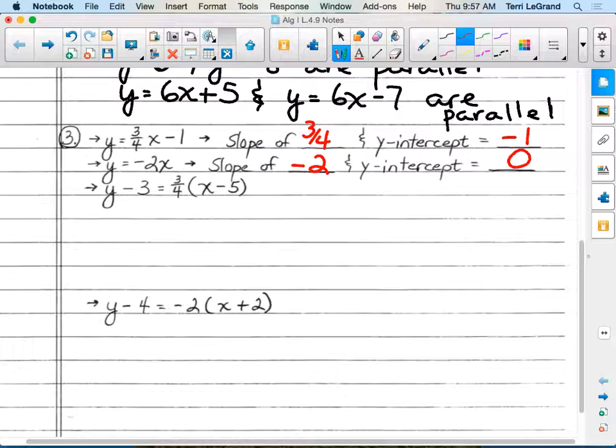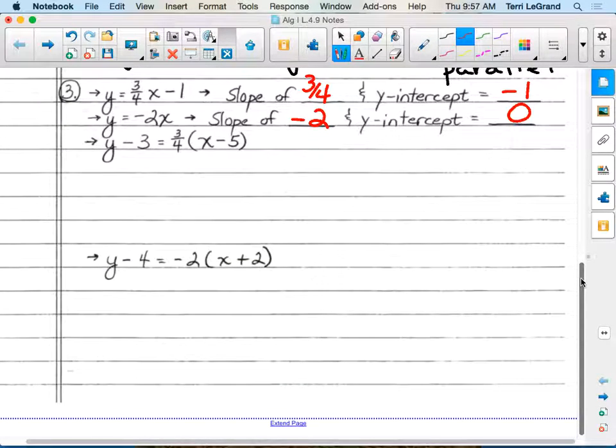What do you think? Do you think these two are parallel? No, they have different y-intercepts, but what's the problem? Slope isn't the same, yes. We already know these two aren't parallel. Okay, is the next one ready for us to be able to pull out the slope and the y-intercept?